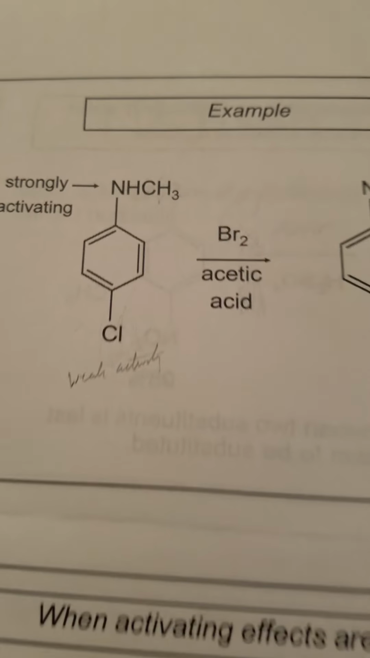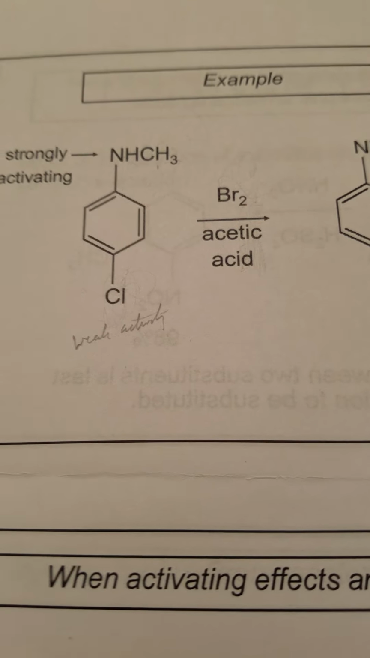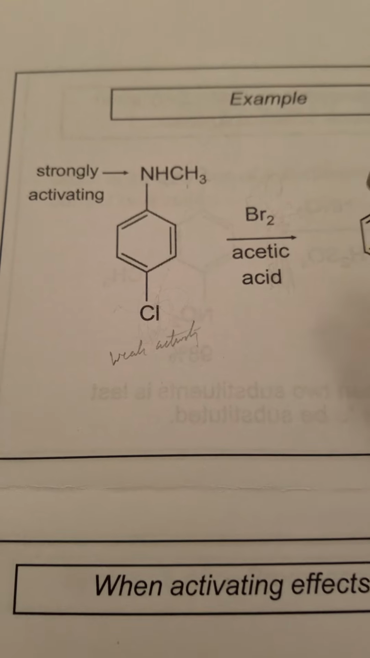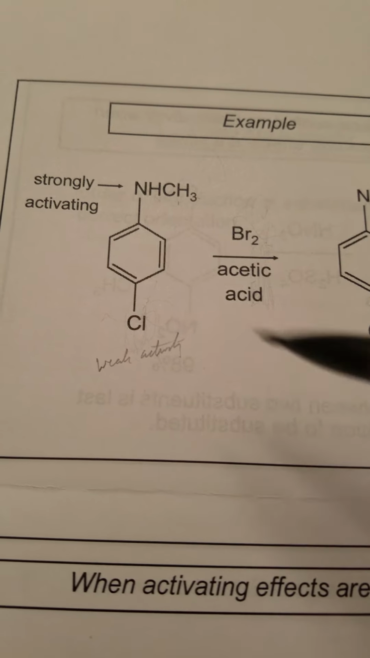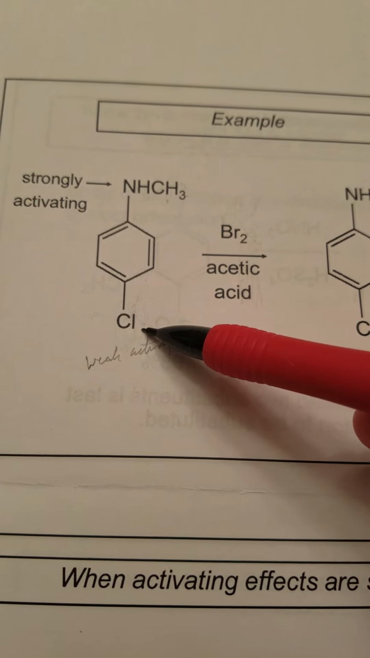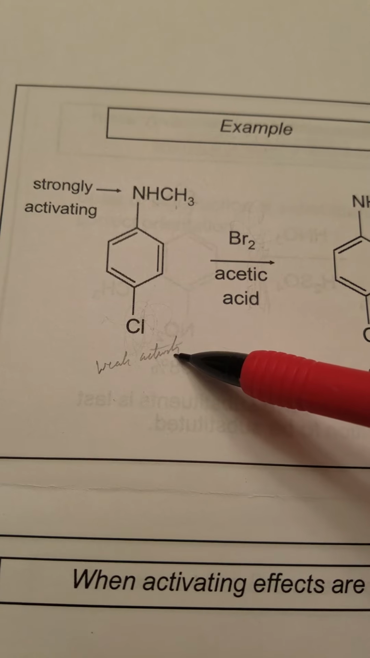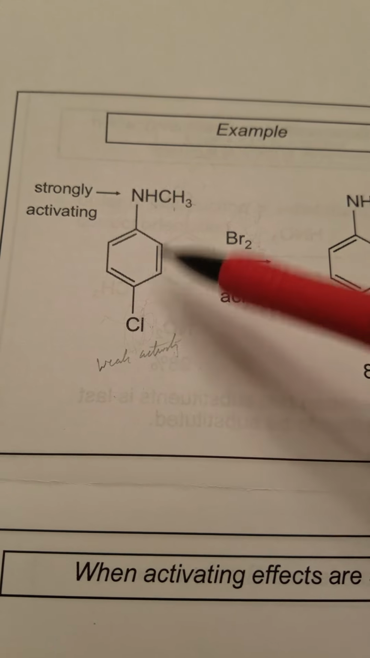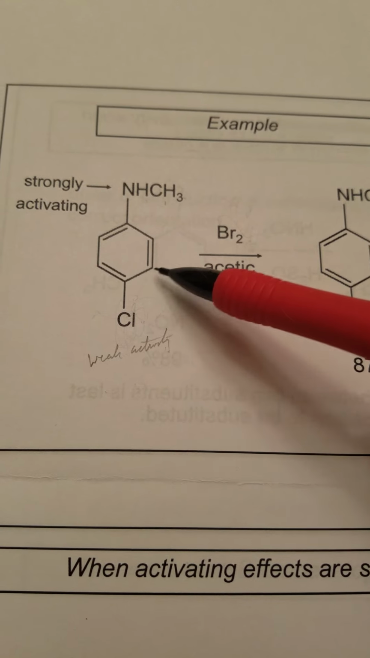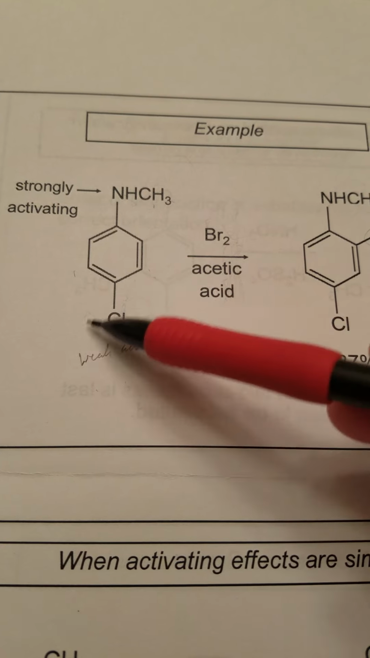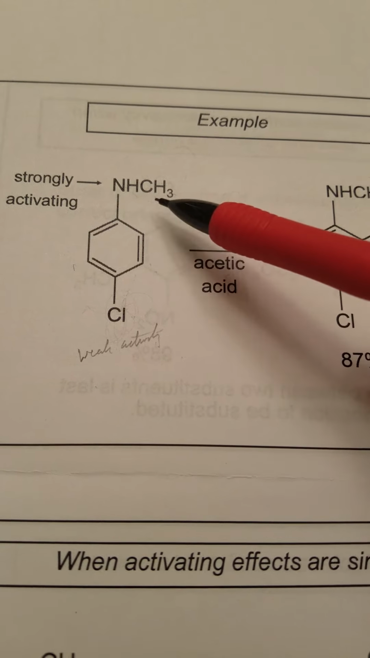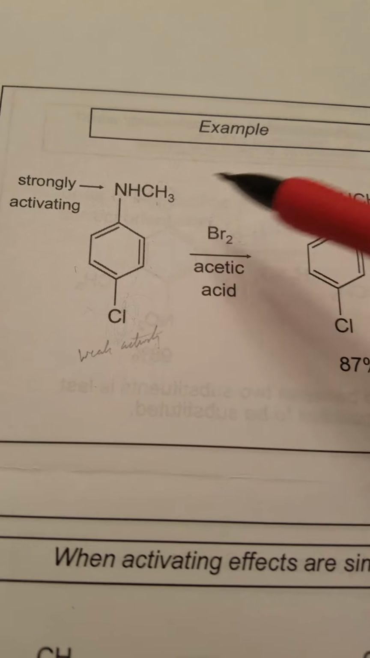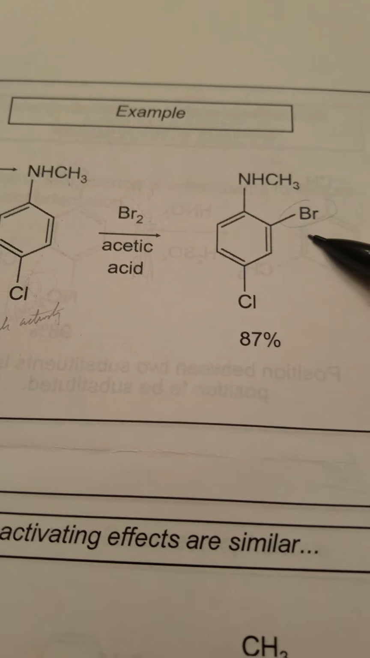So if we're looking at this one, for example, this is a very strong activating substituent. It's got the nitrogen. The chlorine is actually a deactivating group, but it's going to be an ortho-para director as well. So instead of it being ortho to the chlorine, because chlorine is much farther down on the chart and a less strong activator, it's going to be ortho to this functional group on top, and this will be our major product.